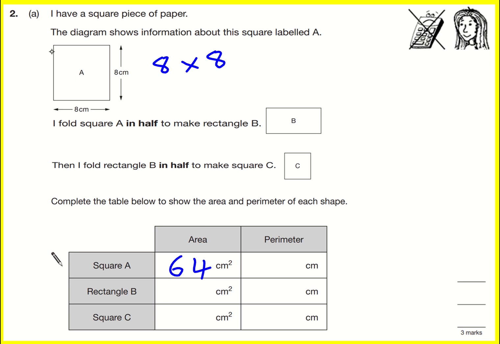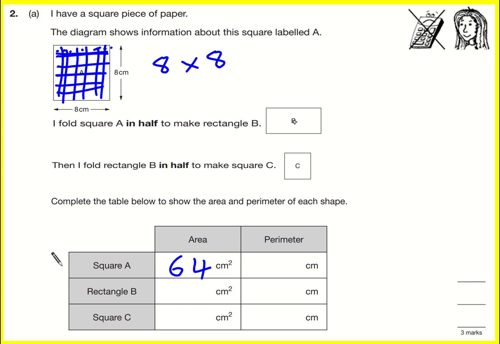Essentially, we could split this into 8. 1, 2, 3, 4, 5, 6, 7, 8. And then the same this way. And then we could count the squares, and there would be 8 in each row, and there are 8 rows, so it's 8 times 8.